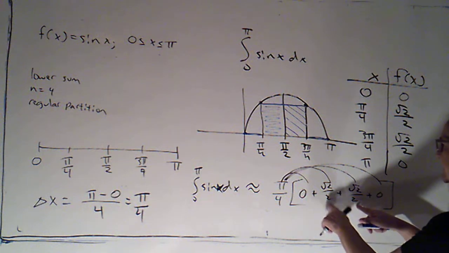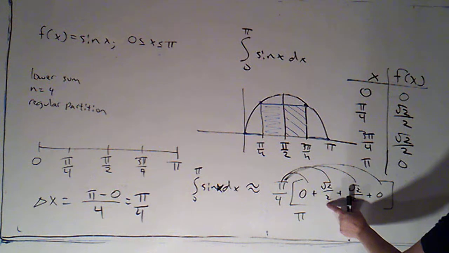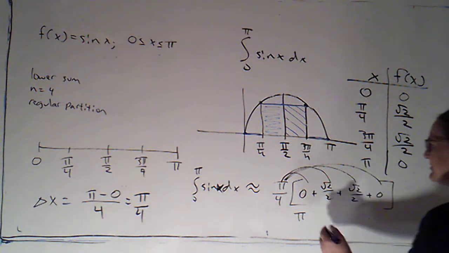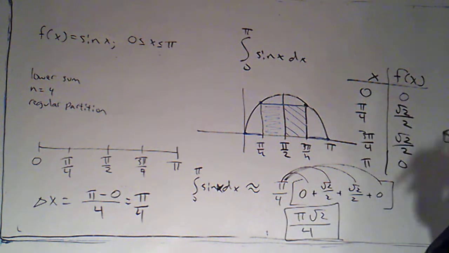But that works out fairly nicely. This just gives me root 2, because it's 2 halves of root 2, so pi root 2 over 4 would be my Riemann sum, with that as the picture of my rectangles.